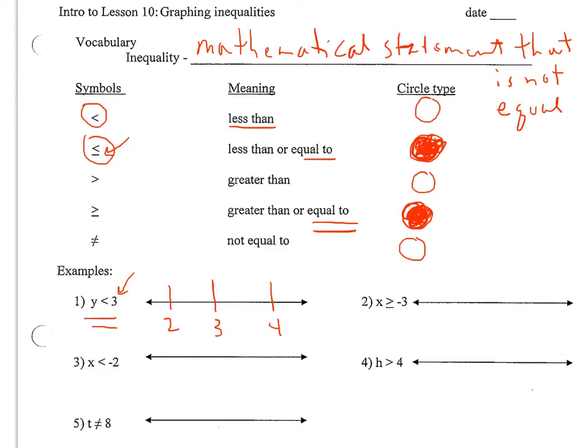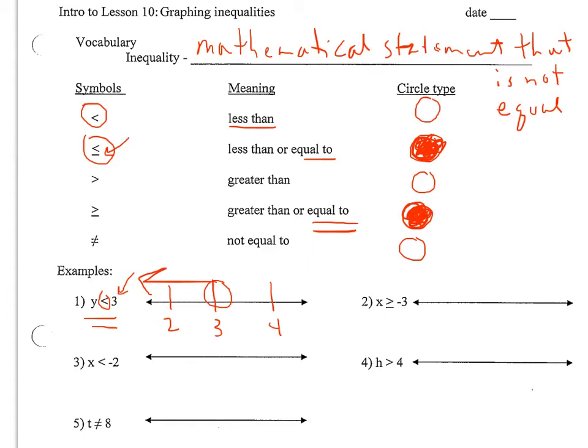This symbol right here, less than symbol, we set as an open circle because if I plug 3 in for that, 3 is less than 3, that's not true. I don't want 3 to be part of the answer because it's not true. So I leave the circle open to show that 3 is not part of the answer. All the numbers that are less than 3, so if I plug a number in for y, it would go all these numbers to the left. So I draw an arrow from that circle at 3 to the left, showing everything to the left is a possible solution.